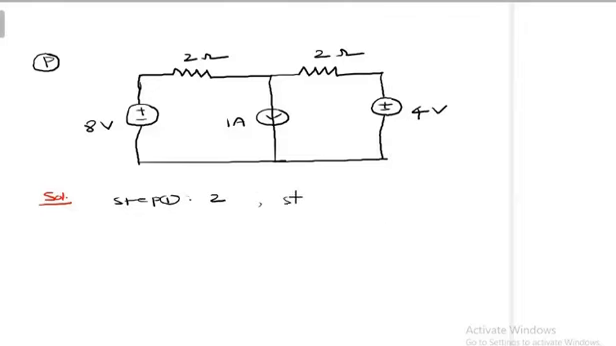And step 2 is assigning the direction for the loop currents. Let I1 and I2 be flowing through loop 1 and 2 in the clockwise direction. Let us assume that as I1 and I2.